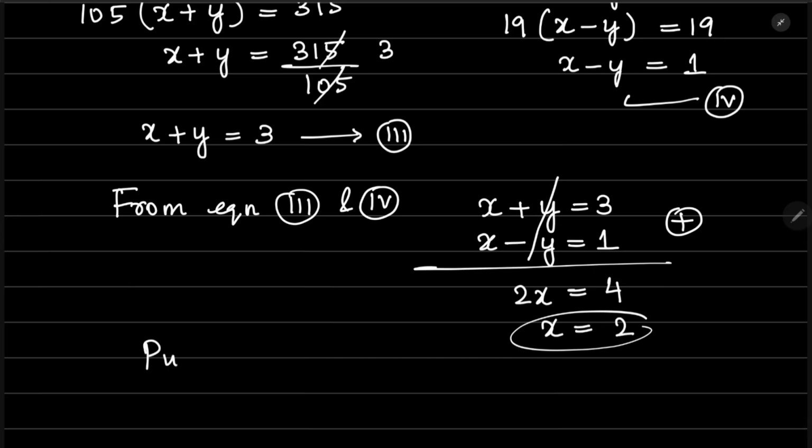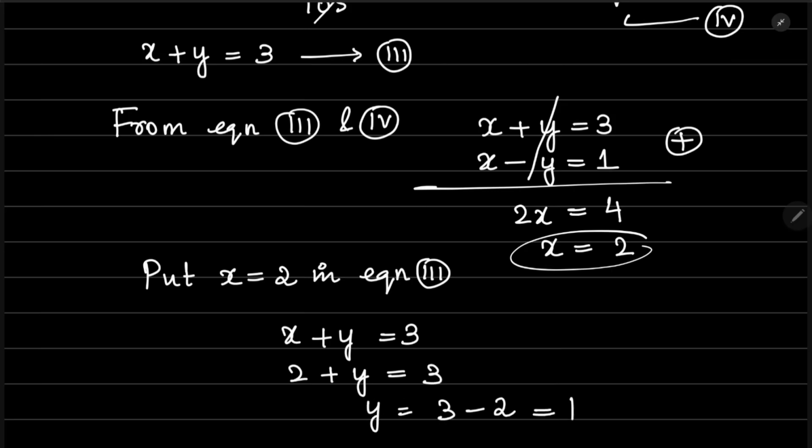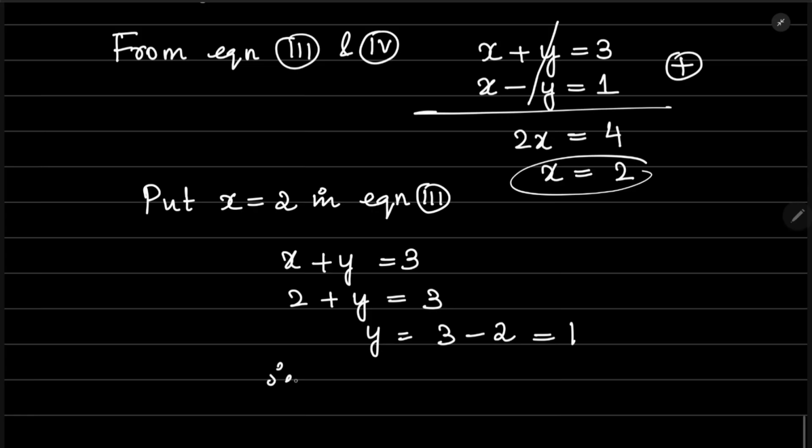So you can put x equal to 2 in equation 3, for example. So what do you have? x plus y equal to 3, right? x is 2. So 2 plus y equal to 3, y equal to 3 minus 2, which is nothing but 1. So you can write, therefore, x is equal to 2 and y equal to 1 is your final answer.